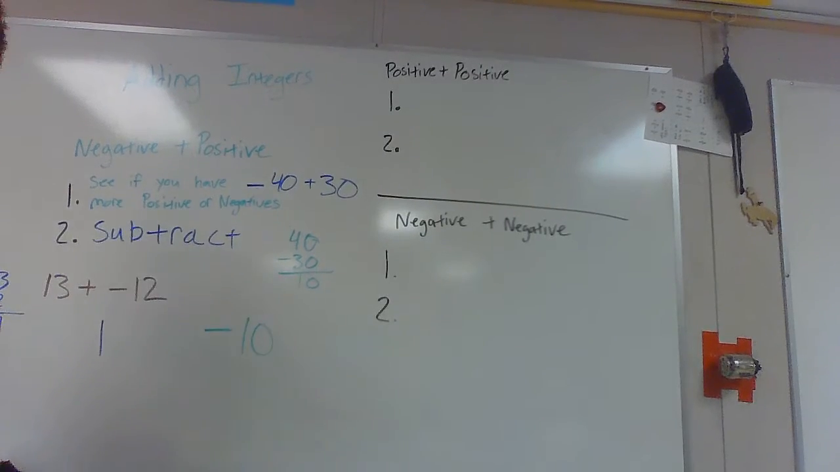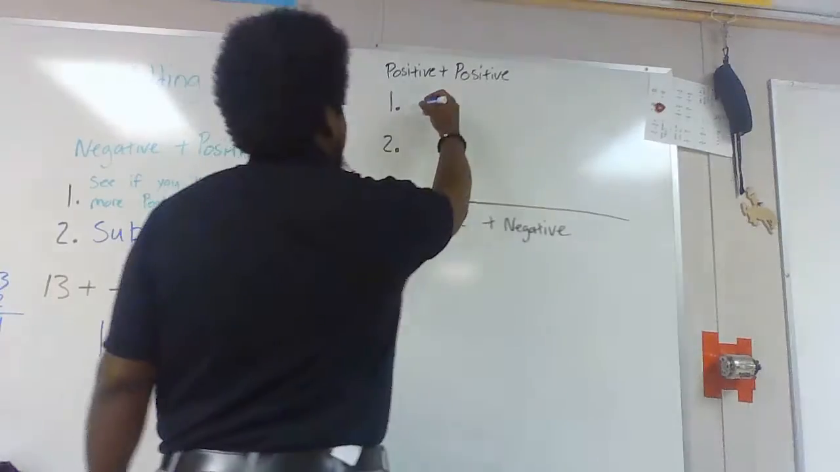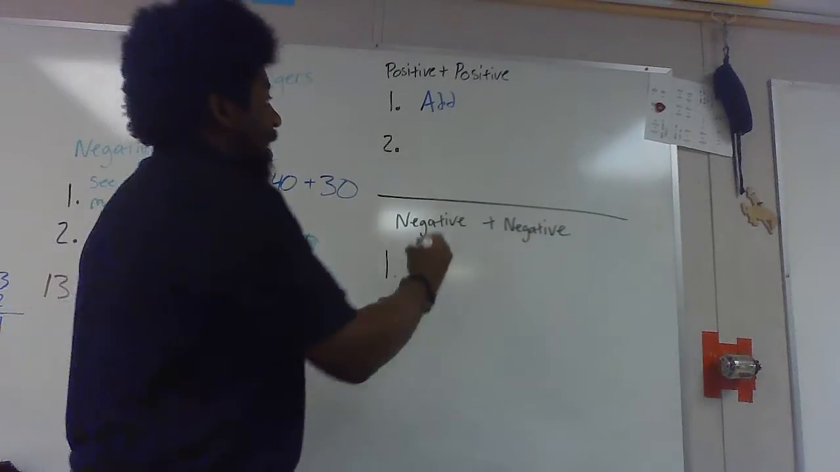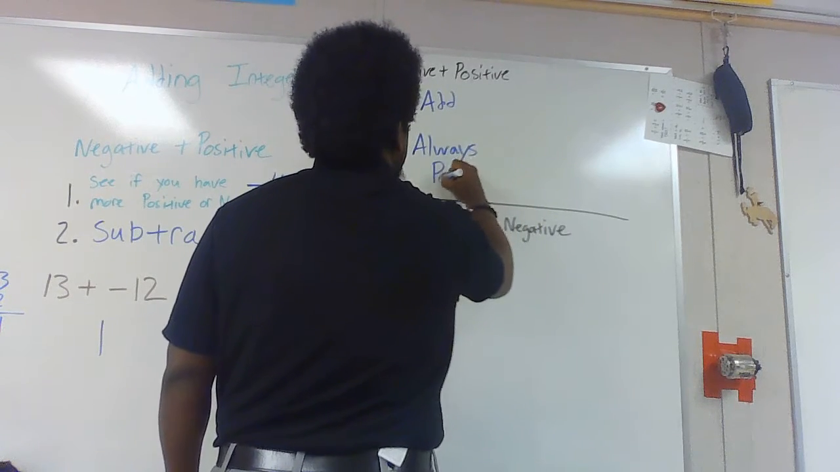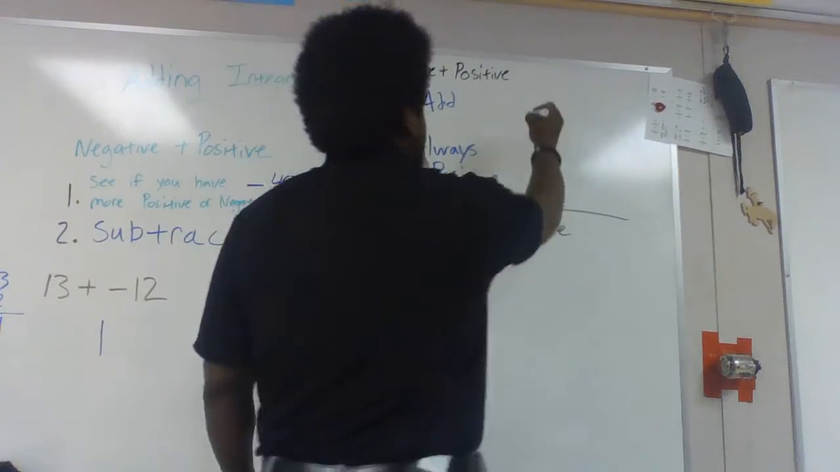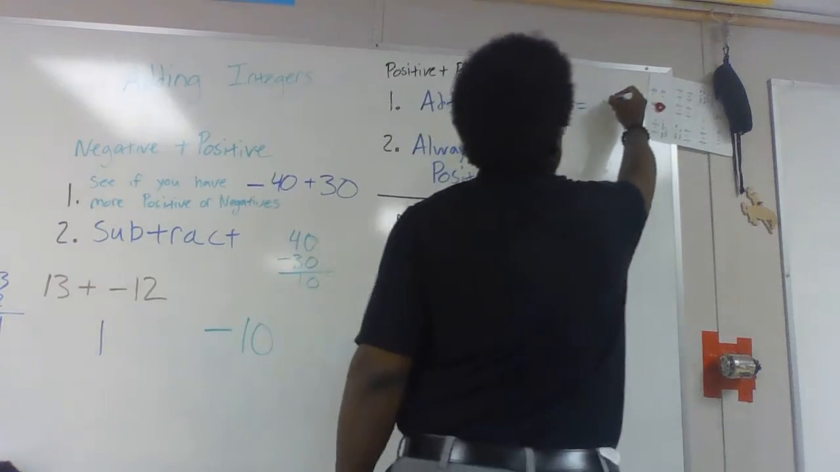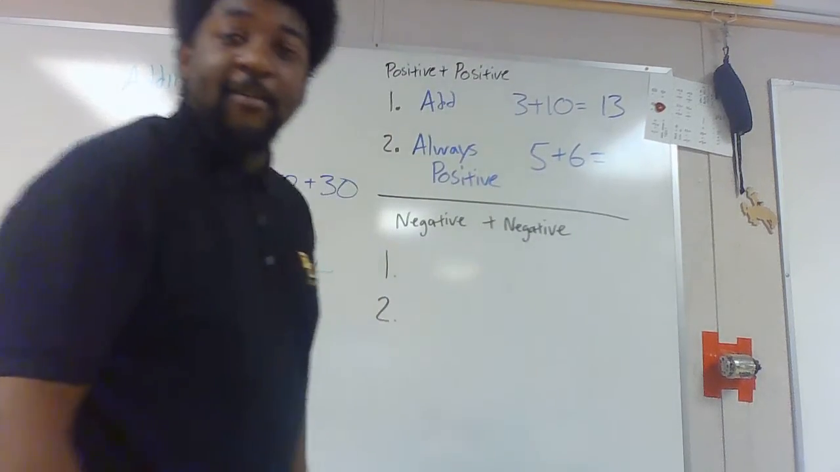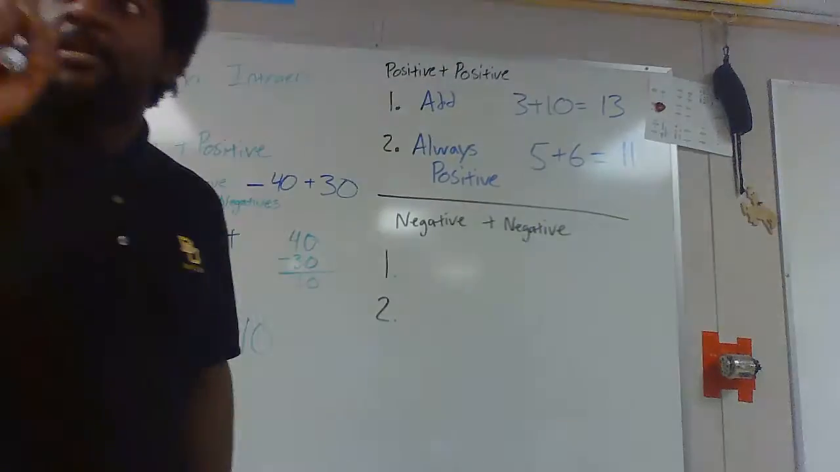All right, the last two rules are pretty easy, but I still want to talk about them. Positive plus positive, really you just need to add whatever two values you have. And when you add two positives, it will always give you a positive answer. A couple examples of that: 3 plus 10 is 13. All of those are positive. Or 5 plus 6. Both of those are positive, so 5 plus 6 equals positive 11.